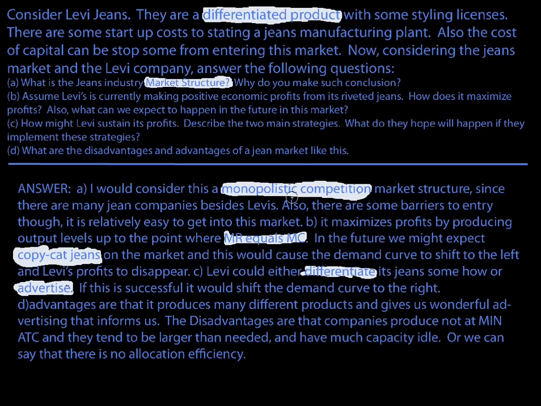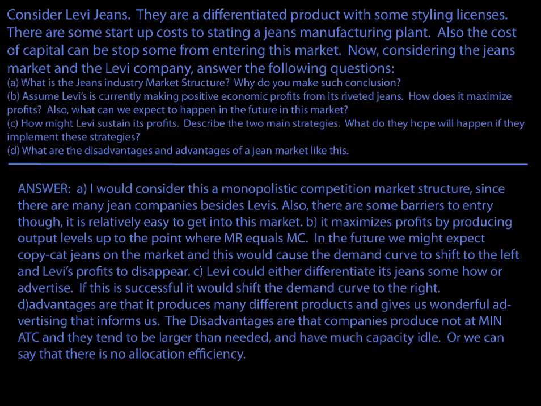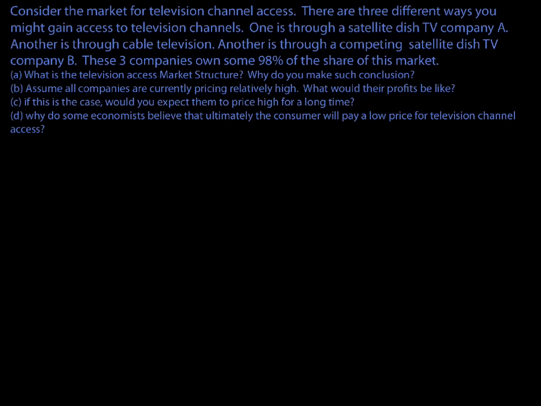After you're done looking at it, start up again and we can take a look at the next kind of question you might get. Well, welcome back. Here it is. There's no surprise here. Let's think about what's going on here. Consider the market for television channel access. Now, what does that mean? There are three different ways you might gain access. One is through a satellite dish TV company, another is through cable, another is through a competing satellite dish.